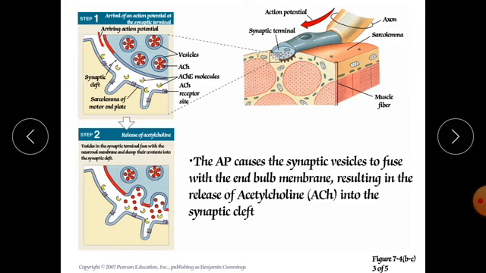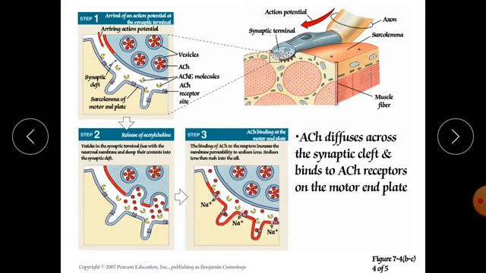Now here the action potential causes the synaptic vesicle to fuse with the end bulb. It will fuse to this end bulb, resulting in the release of acetylcholine into the synaptic cleft. Now in the third step, the acetylcholine diffuses across the synaptic cleft and binds to the ACh receptors on the motor end plate. At the motor end plate various ACh receptors are available, and the acetylcholine will bind to the specific receptor available at this end plate.